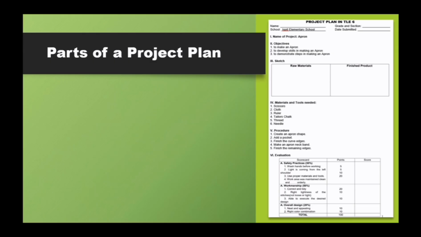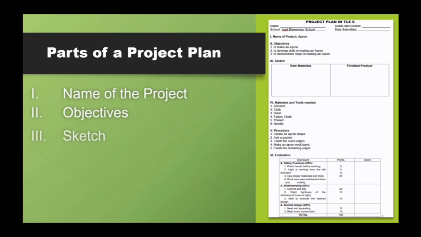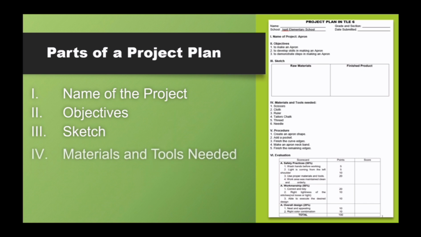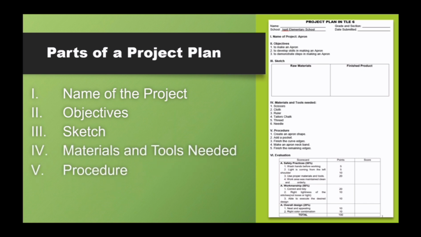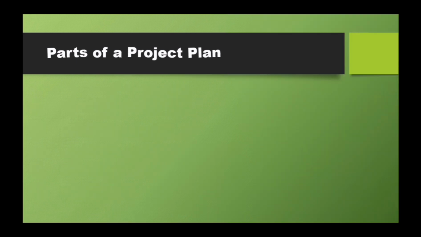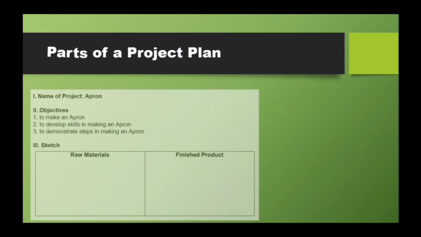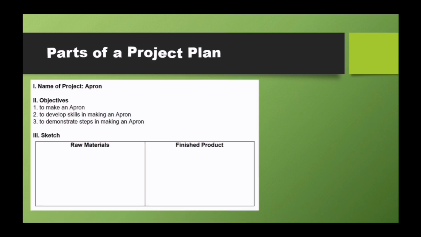This is now the correct format or proper order of the project plan. It uses Roman numerals 1, 2, 3, 4, 5, and 6. Part 1 is the name of the project. This is an overview or the title itself of what the project is all about. Number 2, objectives. This states the goal of the project. This must be achievable, realistic, and concise.